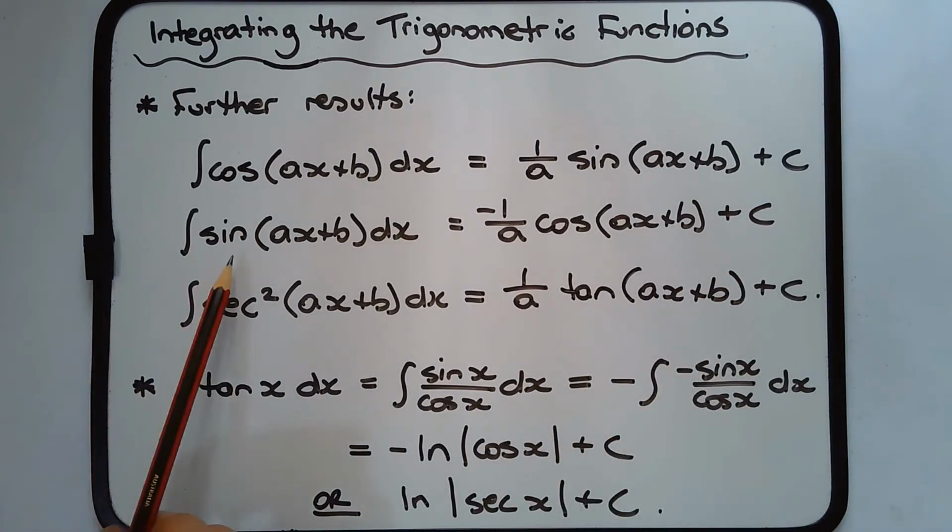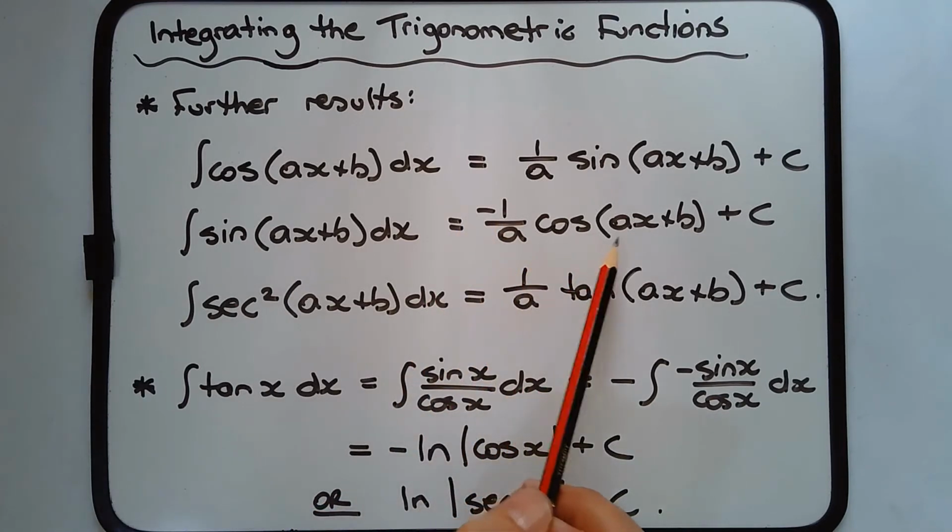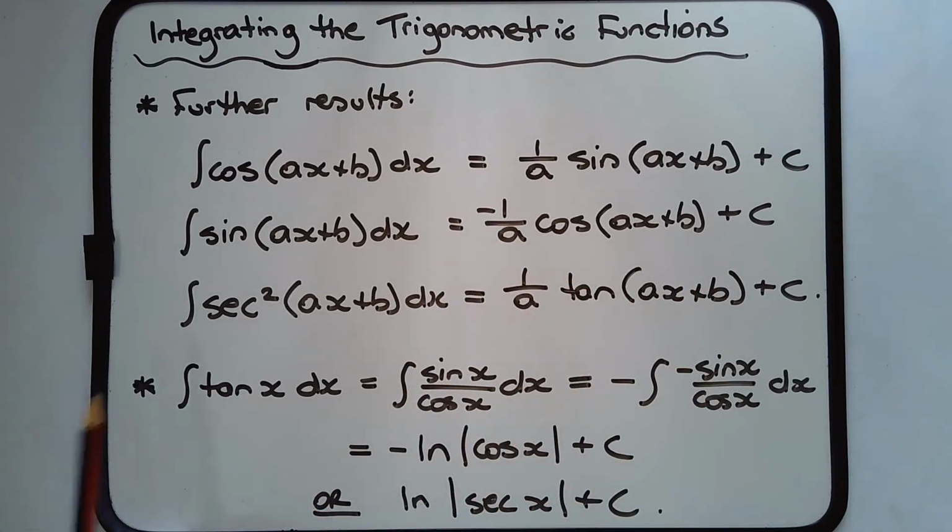The integral of sine of ax plus b dx is equal to negative 1 over a times cos of ax plus b plus c. And the integral of sec² of ax plus b dx is equal to 1 over a tan of ax plus b plus c.